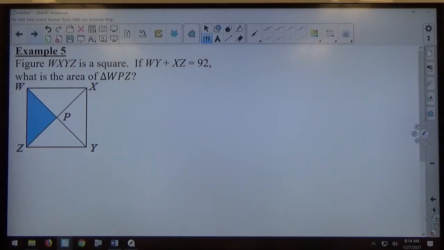For example 5, we figure WXYZ is a square. If WY plus XZ equals 92, what is the area of triangle WPZ? So first off, a square is a rectangle. The only requirement of a square, though, instead of just the opposite sides being congruent, is all four sides congruent. And the only extra added feature for a square from a rectangle is that it's also a rhombus. So all the rhombus properties come into play.